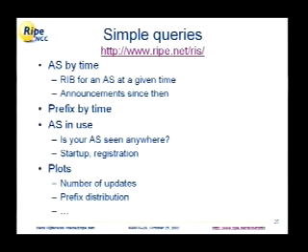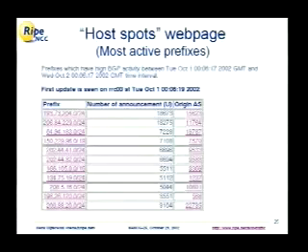Simple queries are things like looking for an AS at a given time. What you get then is how my AS was in the RIS at a given time, and all the announcements since then. The same thing can be done for a prefix. You can see if your AS is actually in use, and there are some statistics. And we also have more complicated plots and queries.